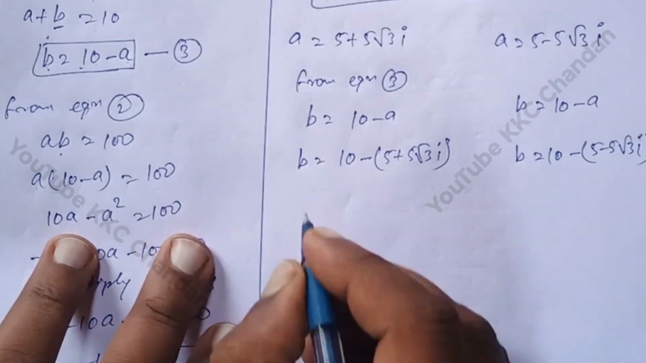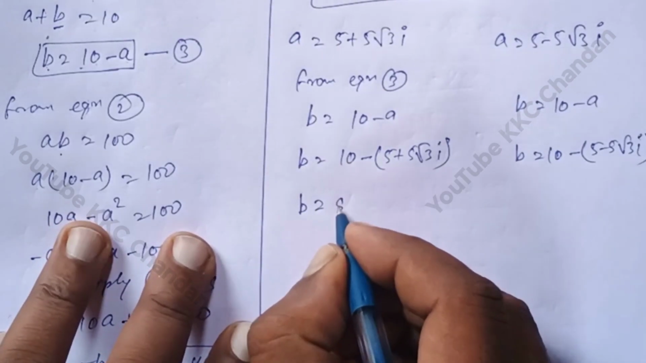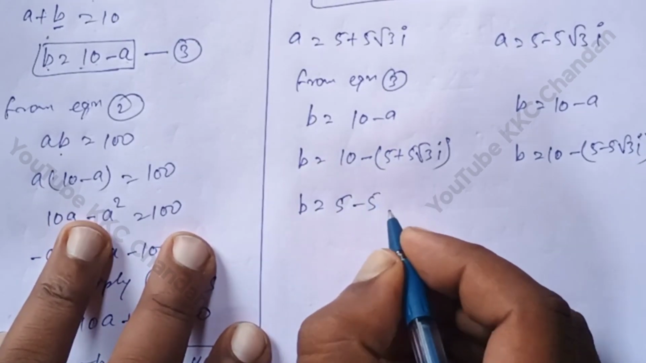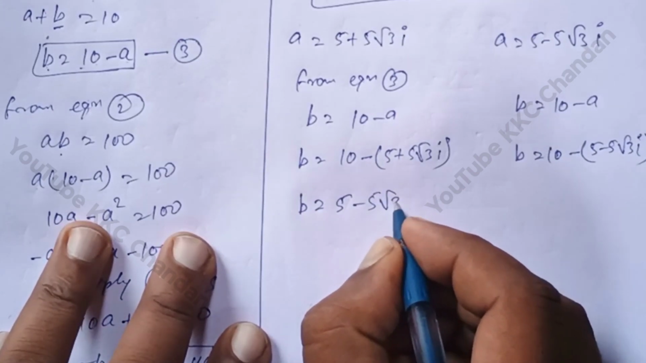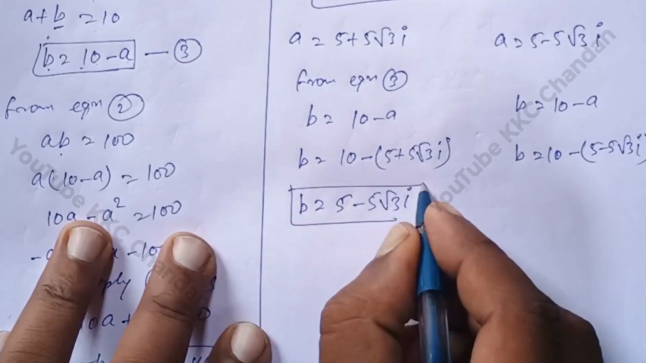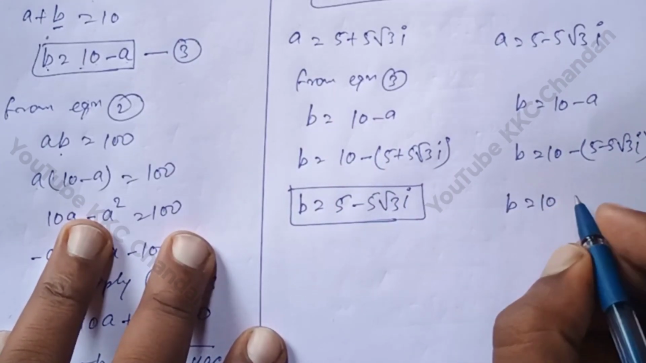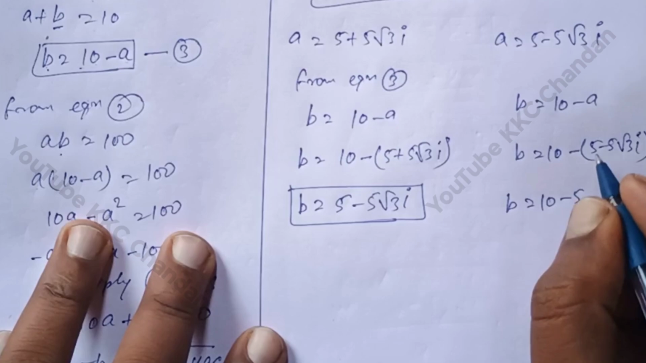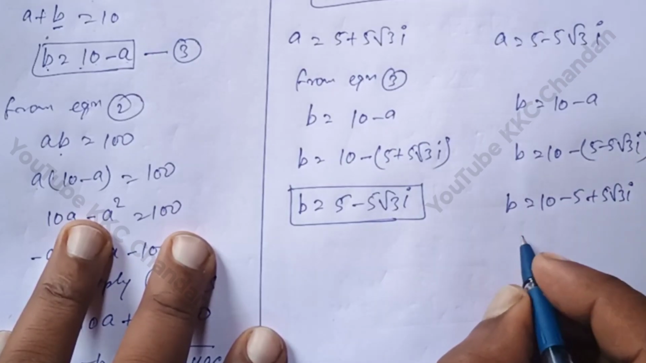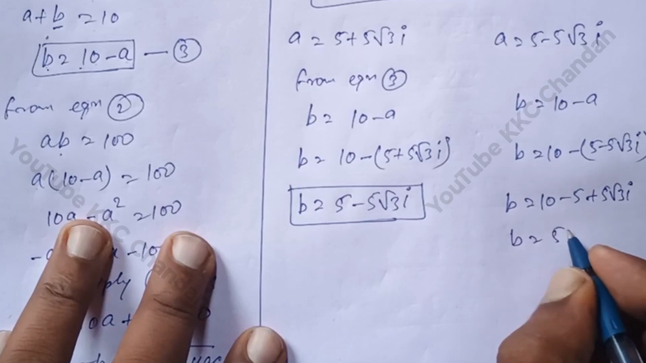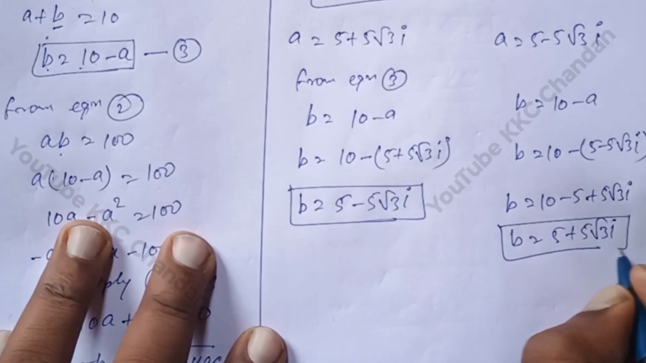The next step, see here, b is equal to 5 minus 5 minus 5 root 3 i. This is the b value. See here, b is equal to 10 minus plus minus 5 minus plus 5 root 3 i. Here b is equal to 5 plus 5 root 3 i. This is the b value.